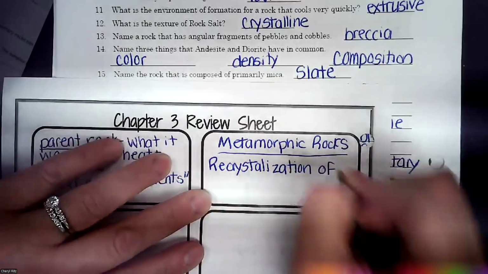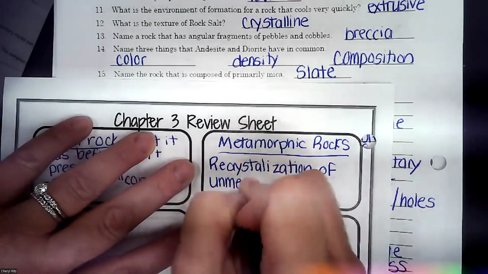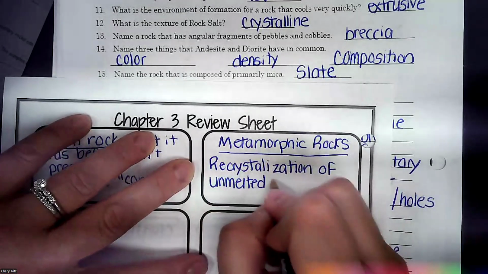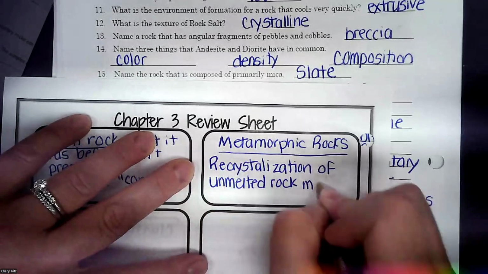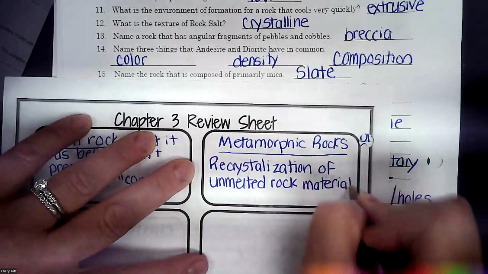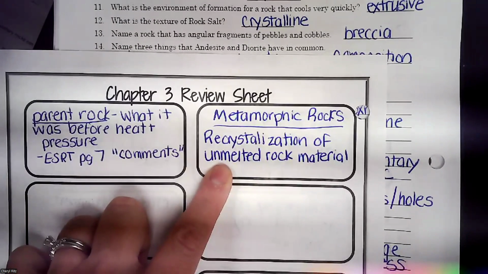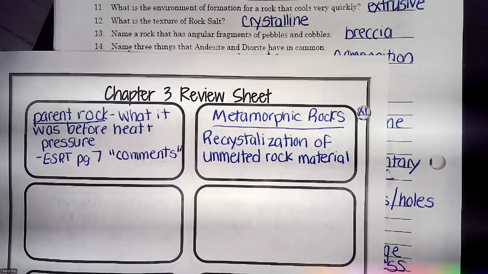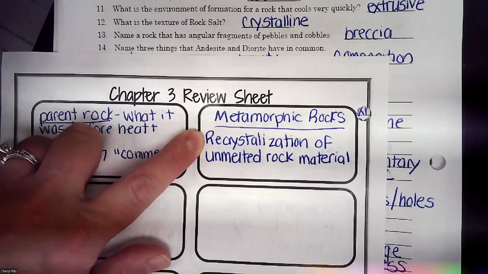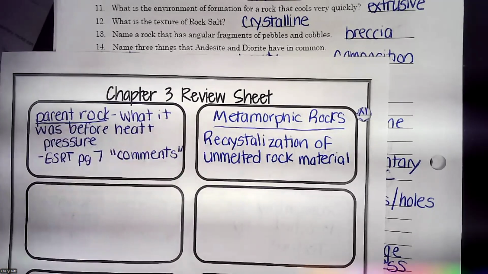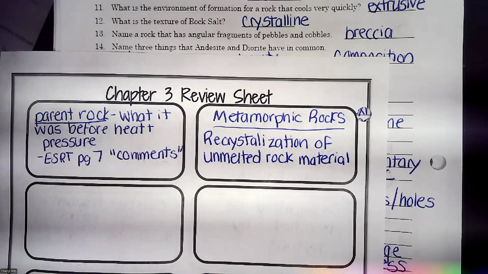And they might even say recrystallization of unmelted rock material. And I bring that back to the Hershey bar example. So remember, we start with a hard Hershey bar, a nice solid Hershey bar. And then it gets ooey gooey. That's where they're using the term unmelted. So it's not melted, but it's also not a perfect solid anymore. So the ooey gooey stage. And then when it cools back down, it recrystallizes. It gets harder again. So it's everything you already know, but it's using fancy terms for it.